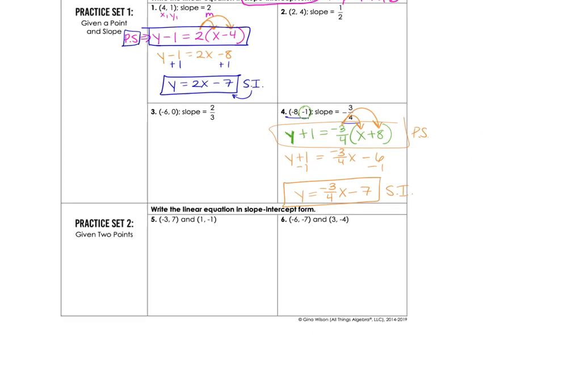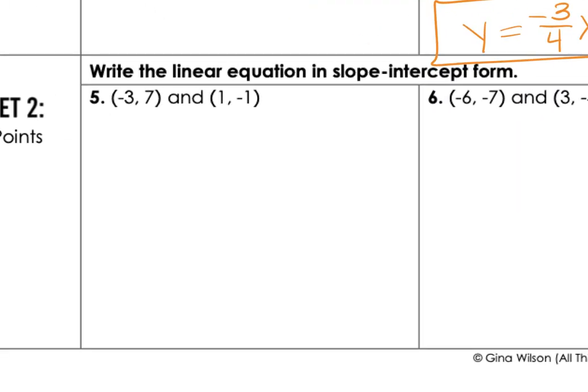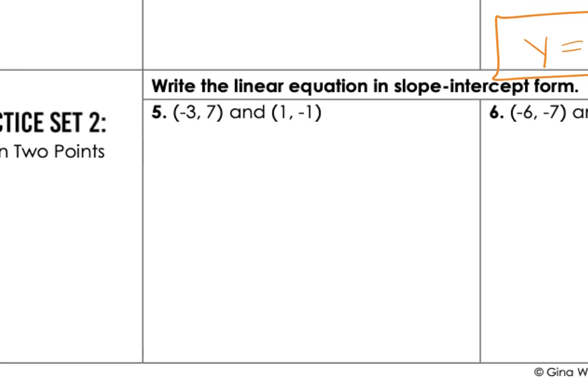Okay. Then the next thing is, what if they don't give you a slope? They just give you 2 points now. Point slope form, you need a point and you need a slope to be able to put it into that. What can you do on a problem like number 5, let's say? They want it in slope intercept, but they just gave you 2 points. Find the slope, right? Your slope is y2 minus y1 over x2 minus x1.